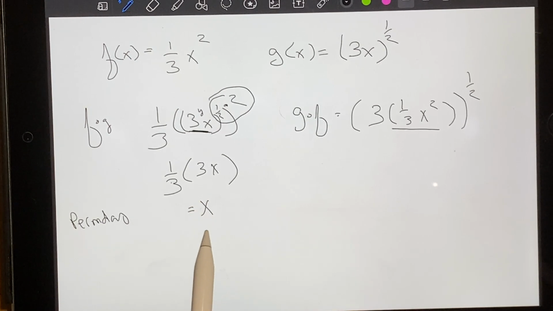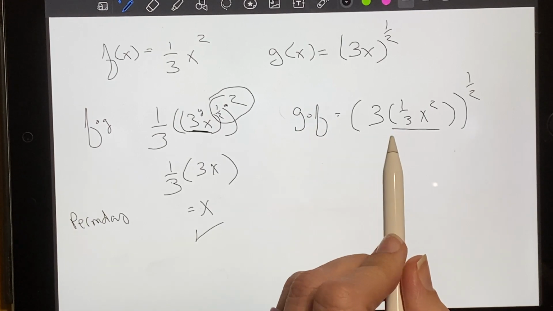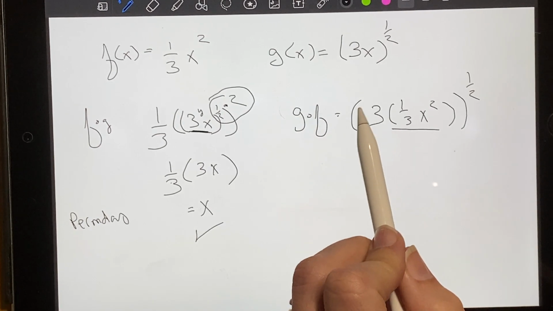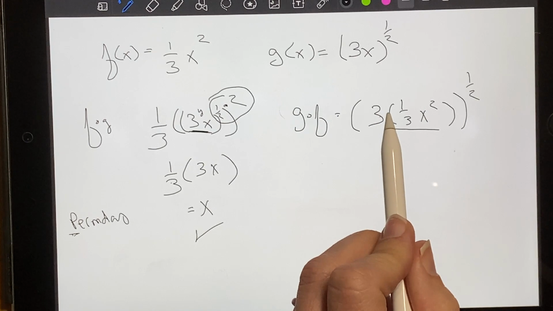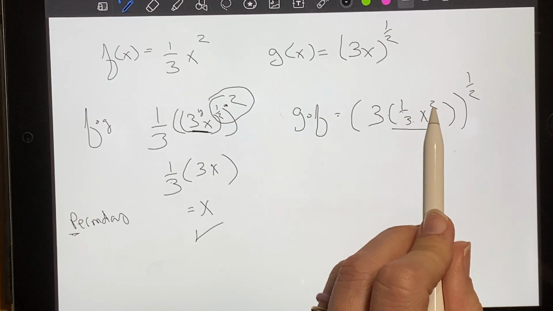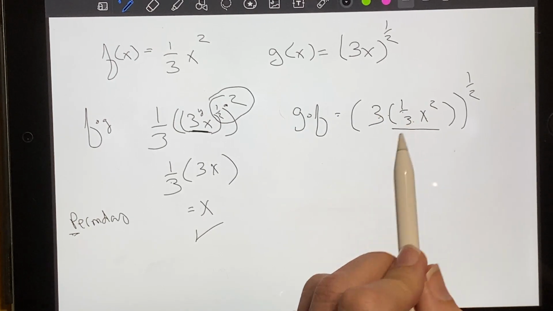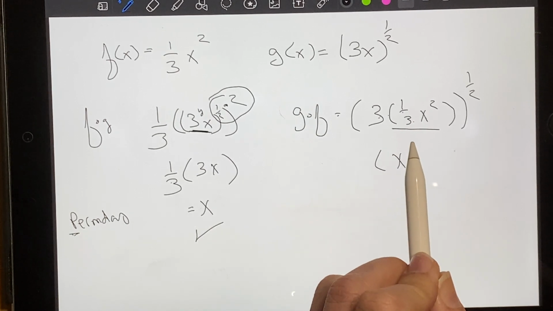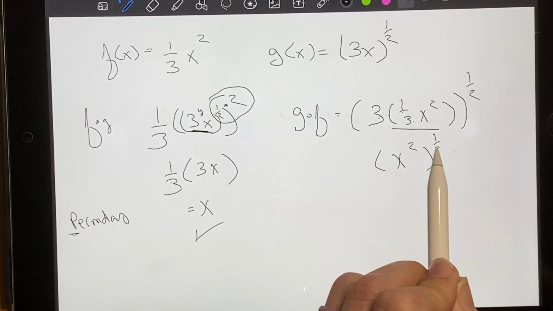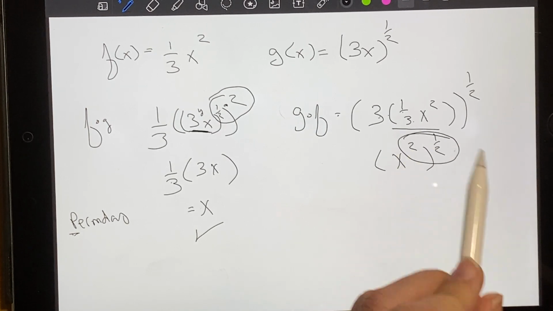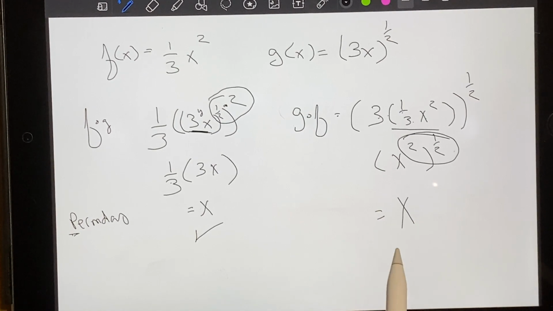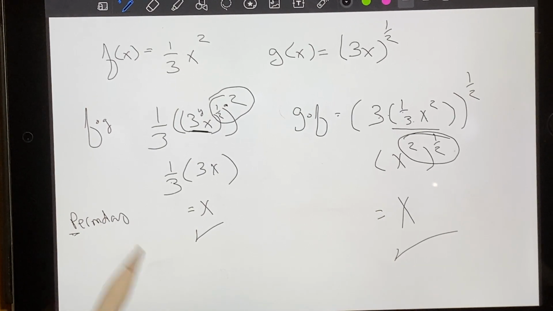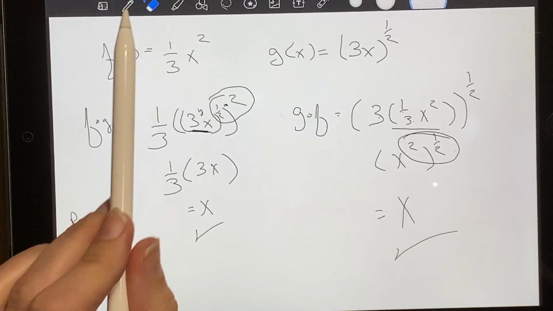Okay, that's looking good. That's half of it. Now let's go over here. In this case, I am multiplied all within this parentheses, and I want to reduce parentheses first. So I'm going to do 3 times 1/3 x squared first. 3 times 1/3 gives me 1. So now I have x squared raised to the 1/2. Now I use a power to a power. 2 times 1/2 gives me 1. I simply have x. I've proven that these are inverses of one another.